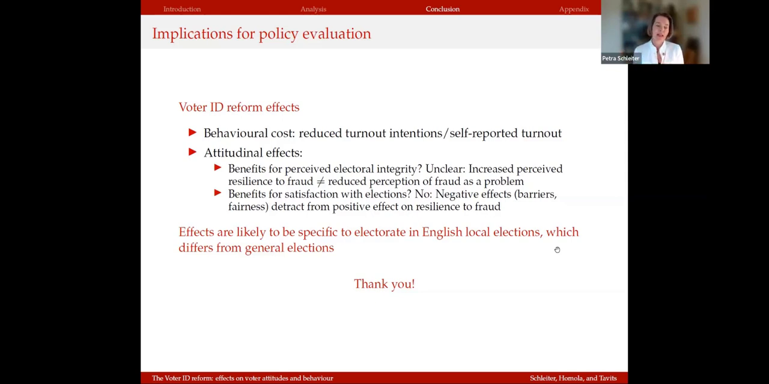In terms of the benefits for satisfaction with elections, we see that there doesn't seem to be a benefit at all. In fact, the overall effect seems to be negative. And it may be that this is the case because of the perceived increase in barriers to election participation and fairness detract from the positive effect on resilience to fraud. So these effects are likely to be specific to the electorate in English local elections, which differs from general elections, of course, as everybody else has said. So thank you so much.